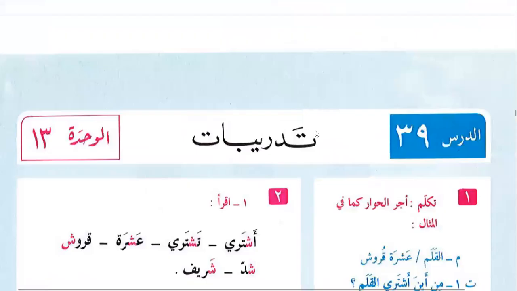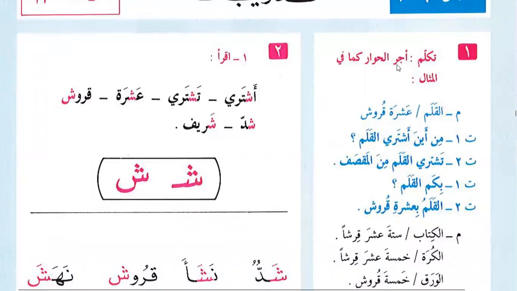Then writing practice. Takallam, speak. Ajri al-hiwar kama fi al-mithal. Start the dialogue like the one in the example. The teacher gave the two words: al-qalam and ashara kurush.